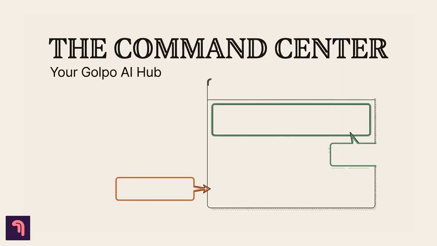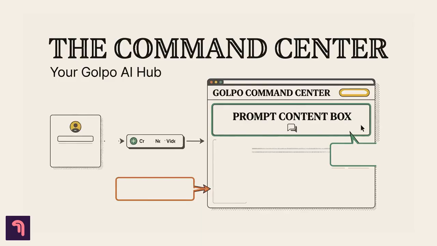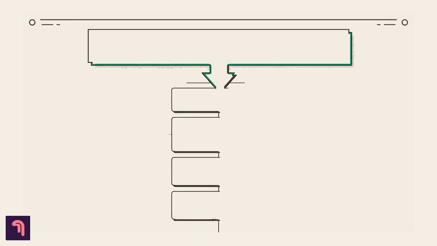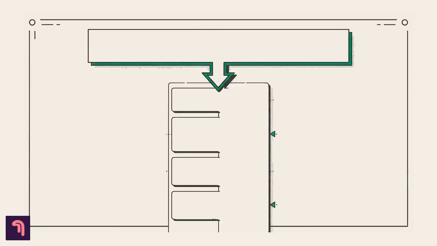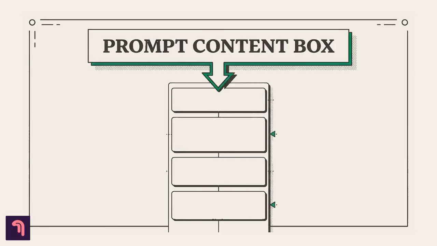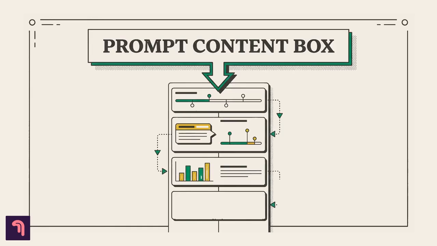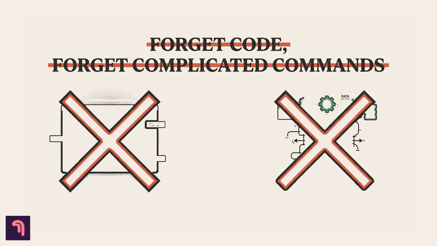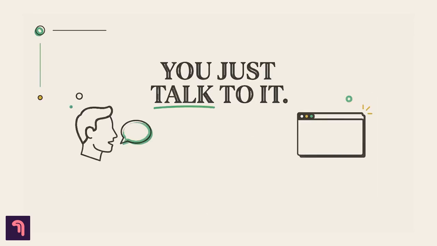When you log into Golpo and hit Create New Video, you land on what I call the Command Center. It's a single page, elegantly designed from top to bottom, and at the very top is the most important part, the prompt content box. This is where you have your conversation with the AI. Forget code, forget complicated commands, you just talk to it.